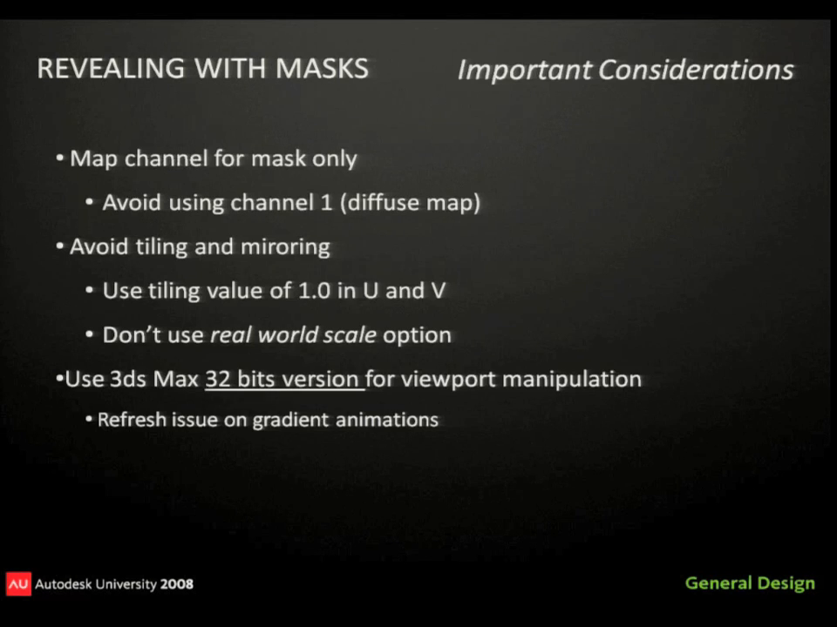A couple of considerations before we go into revealing with mask. We are going to work on the opacity channel or the cutout channel. Probably if you've done a model and it has materials and it has the diffuse map, you'll be using map channel 1 for your UVs. Maybe you have a tiling, maybe you use the world scale. So we're going to try to avoid map channel 1. We're going to always use map channel 2 or 3. Use one channel that has never been used for the diffuse or the bump or things like that.